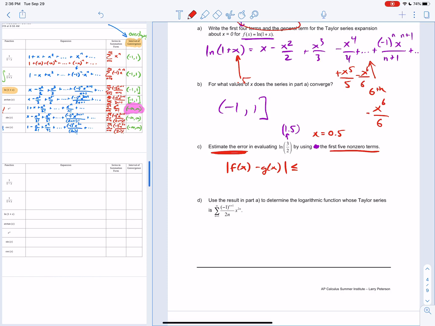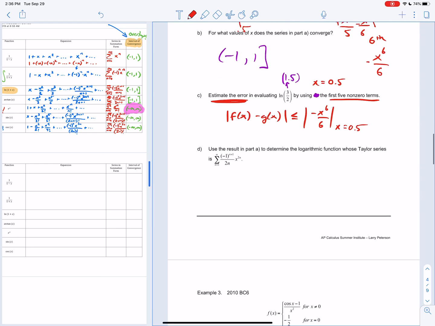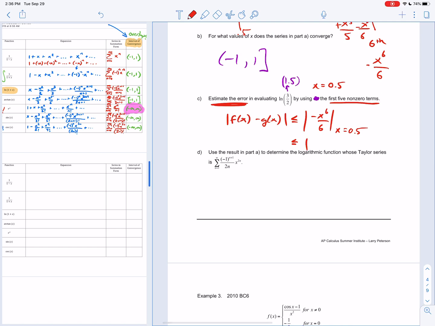Okay? So our error is going to be negative x to the 6 over 6 evaluated at 0.5. So this is going to be negative 0.5 to the 6th power over 6, and whatever that comes out to. But we really don't care. We don't have to show that it's going to be less than something because of the phrasing of the question, so you're pretty much done.